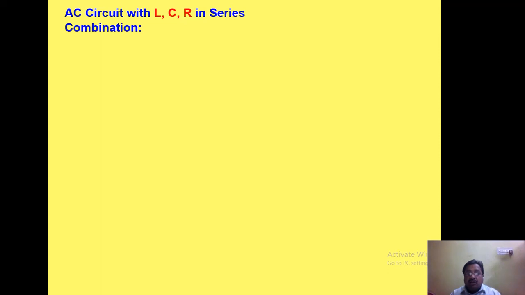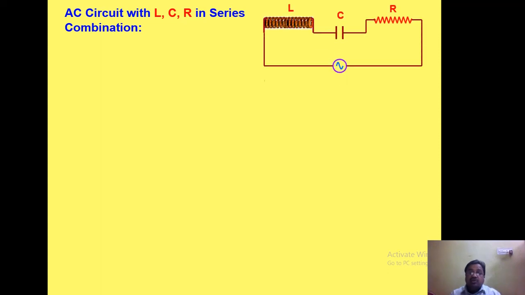So let us go through what will happen whenever there is an alternating current flowing in a circuit containing inductance, capacitance and resistance in series. Here you see this is an inductor having self-inductance L, a capacitor having capacitance C, and a resistor having resistance R. All are connected in series, hence it is called as LCR series combination or series circuit. To this is connected a source of alternating current represented by this symbol.